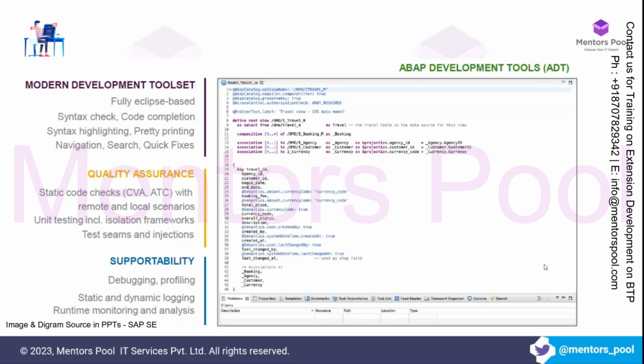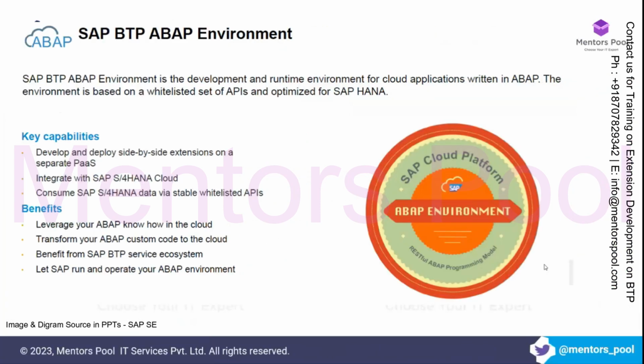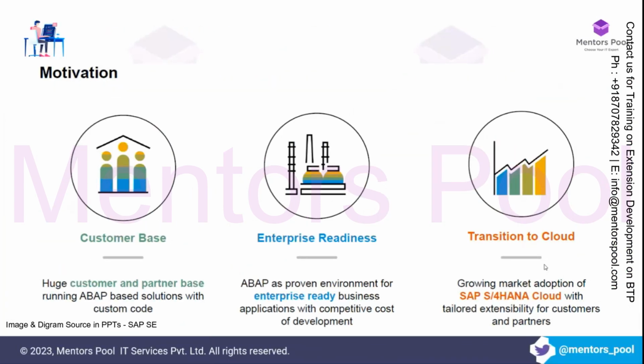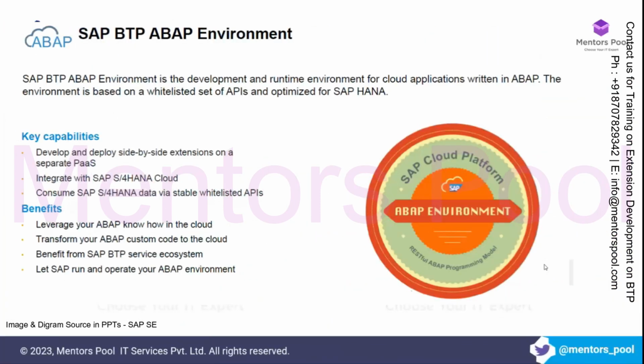When we are developing extensions using ABAP, we would be using ADT, and Eclipse is the way to go. Eclipse can help us create extension projects and extension service views. It also supports debugging and profiling and static and dynamic logging of these extensions. About the ABAP environment.